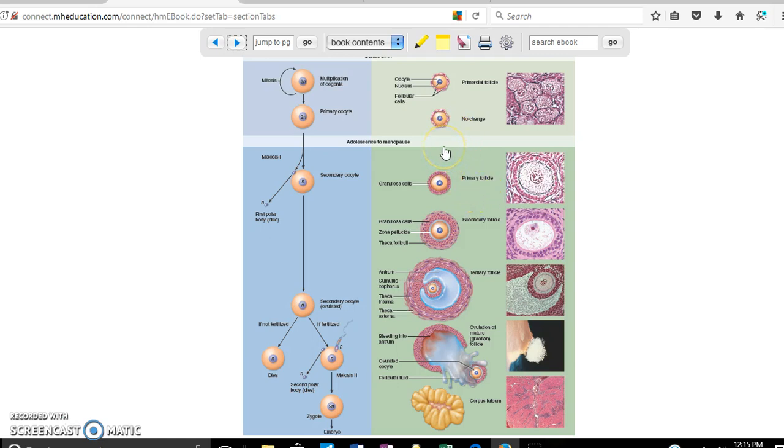So the girl is going to have a menstrual period. The menstrual period, usually we use 28 to 30 days. Let's say 28 days. So then day 0 is going to be the primordial follicle.